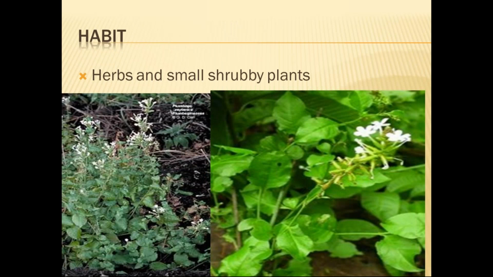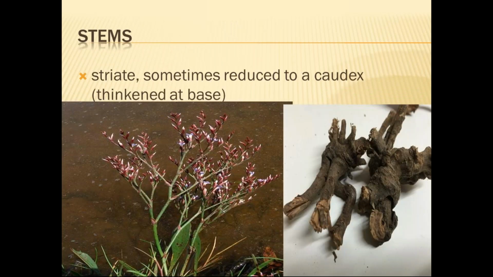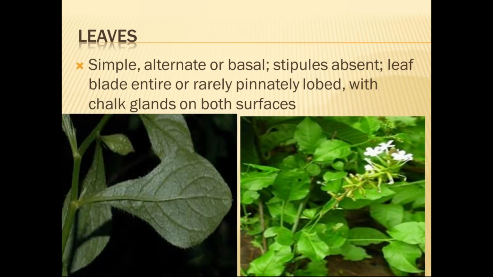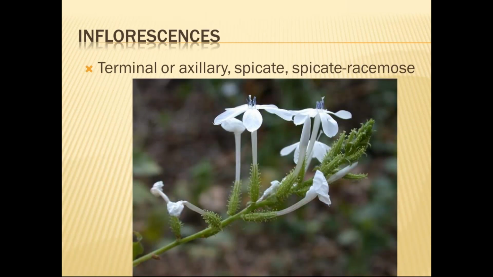They are generally herbs or shrubby plants. Their stem is erect and reduced to a caudex, that is, a thickened base. Leaves are simple, alternate or basal, with entire margin, and they have chalk glands present on both surfaces. The inflorescence is a spike or spike racemose inflorescence.